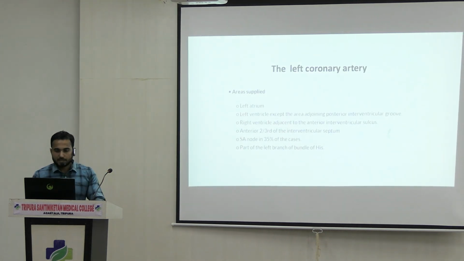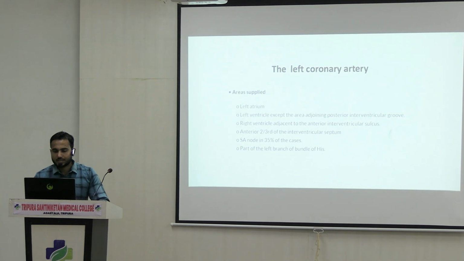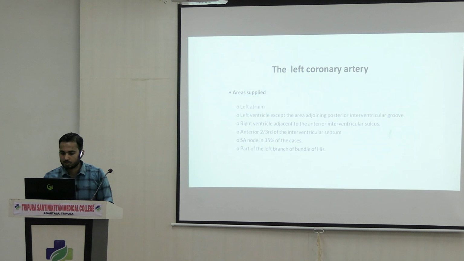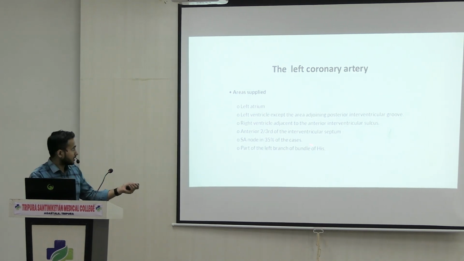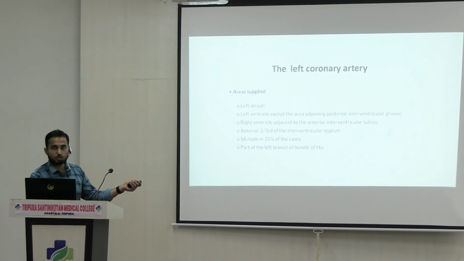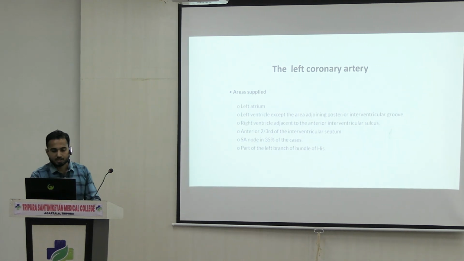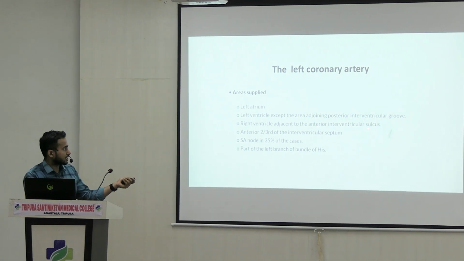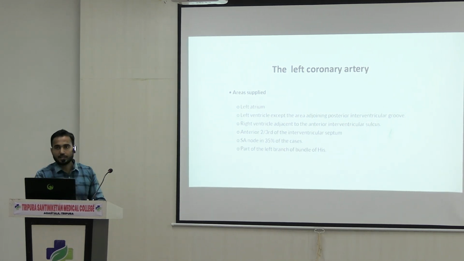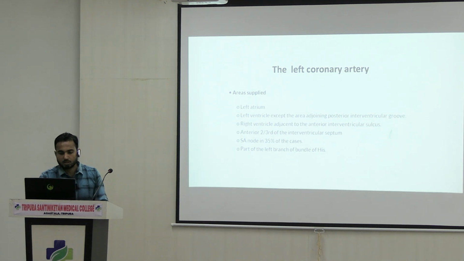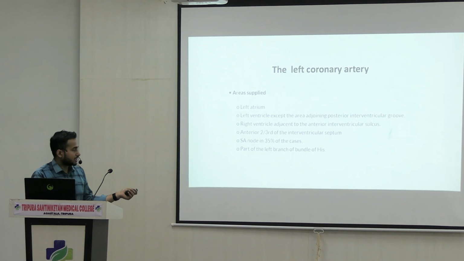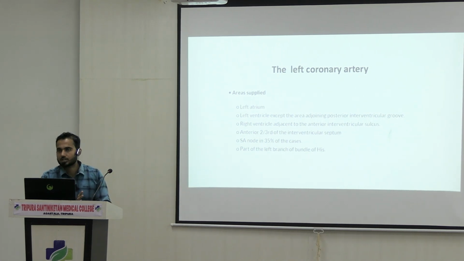Next, the area of supply of the left coronary artery. The area supplied by the left coronary artery includes the left atrium, then the left ventricle, except the area adjoining the posterior interventricular groove, which is not supplied. Next, the right ventricle adjacent to the anterior interventricular sulcus; only this part is supplied by the left coronary artery. Next, the SA node in 35% of cases and part of the left branch of the bundle of His. So these are the areas supplied by the left coronary artery.